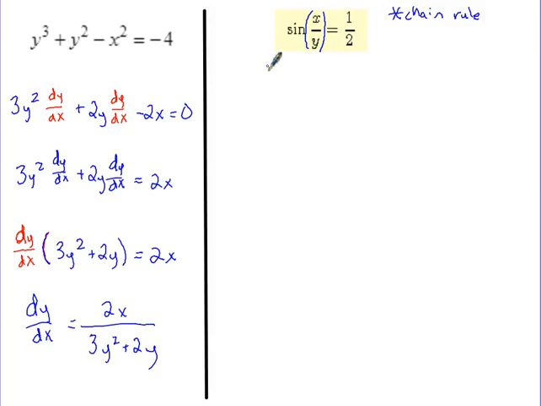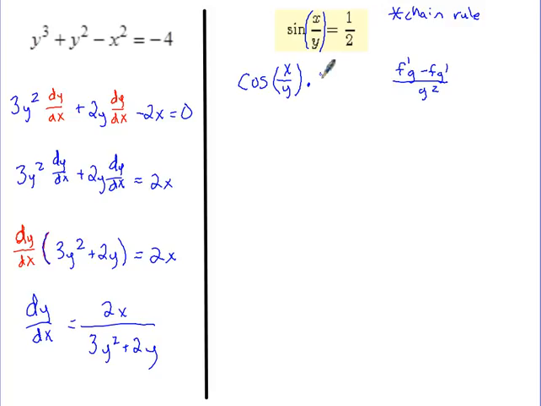What's the derivative of sine? Well, that's cosine of my original inside, x over y, that's fine. And then it's times the derivative of the inside. But notice that I'm actually going to have to use the quotient rule for this one. What's my quotient rule? It's f prime g minus f g prime over g squared. Okay?